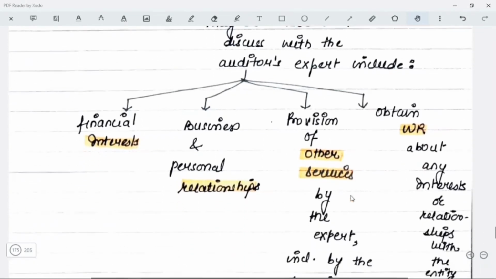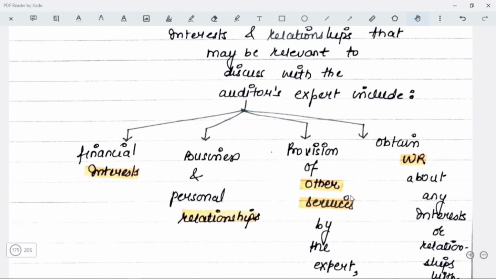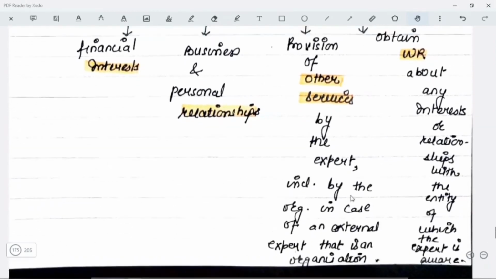Okay, you can do all these things to make sure that there is objectivity and there is no personal bias or interest, conflict of interest. Now let's talk about the agreement with the auditor's expert.